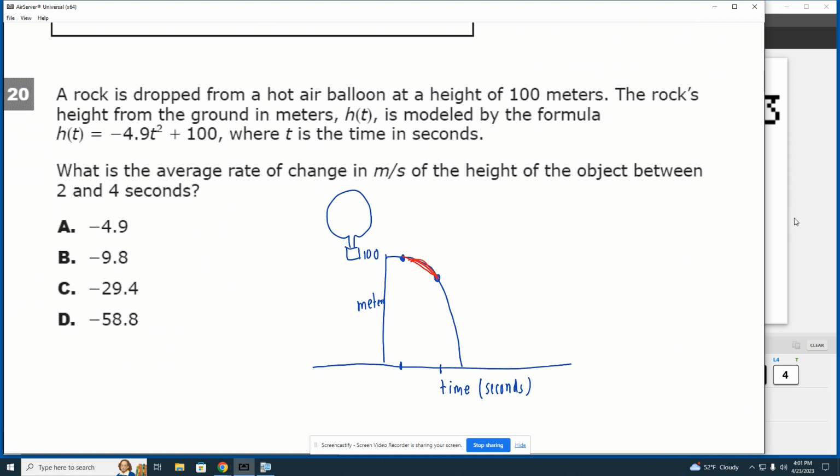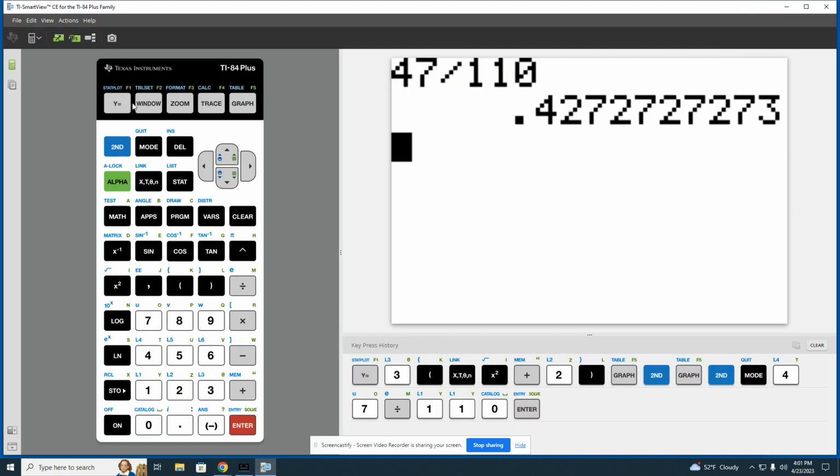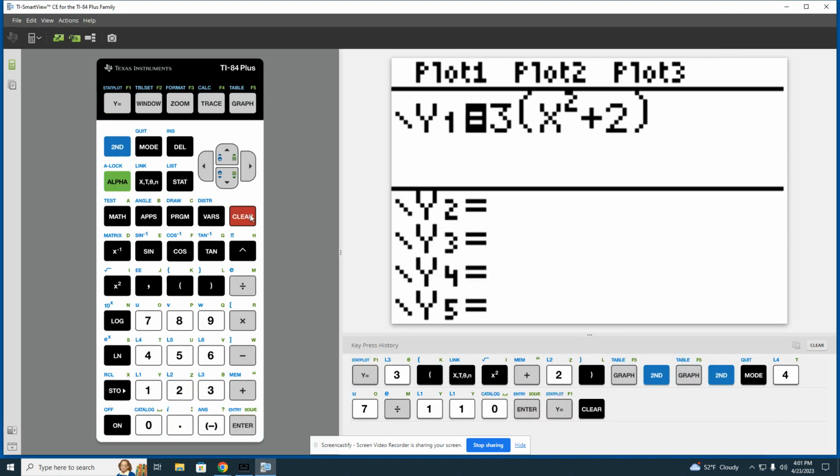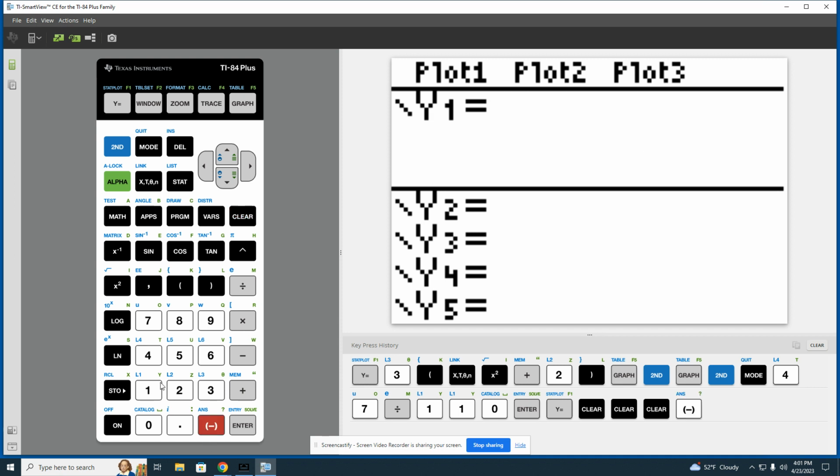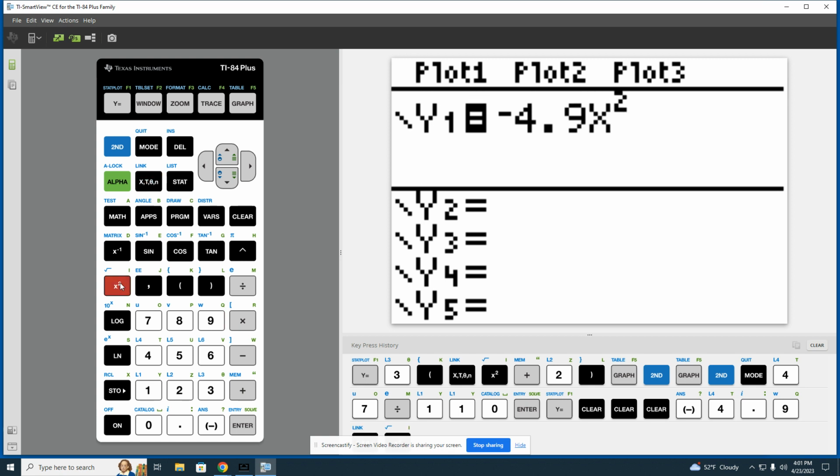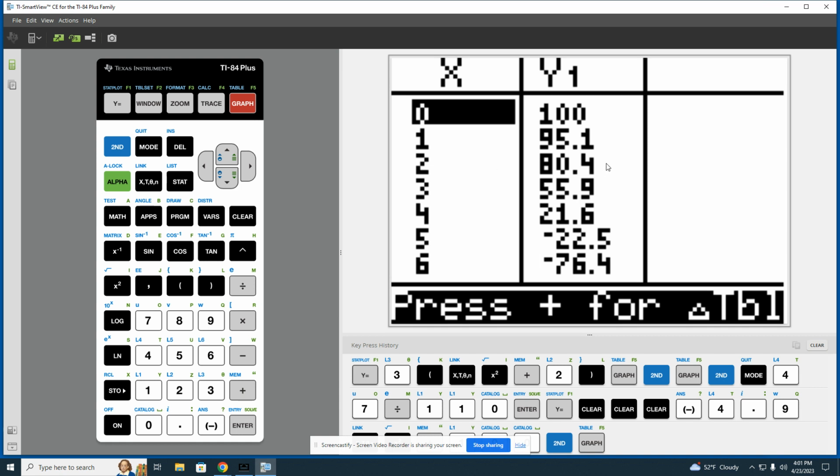And the way I'm going to do that is I am going to go to my calculator and find ordered pairs for negative 4.9, instead of t, I'm going to use x squared plus 100. And I'm not going to look at the graph. The graph is not going to help me at all. What I really care about is the table. I'm going to look at these two ordered pairs right here. At 2 seconds, it was at 80.4. And at 4 seconds, it was at 21.6.